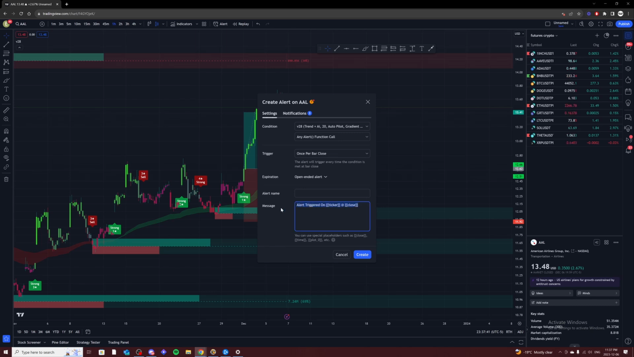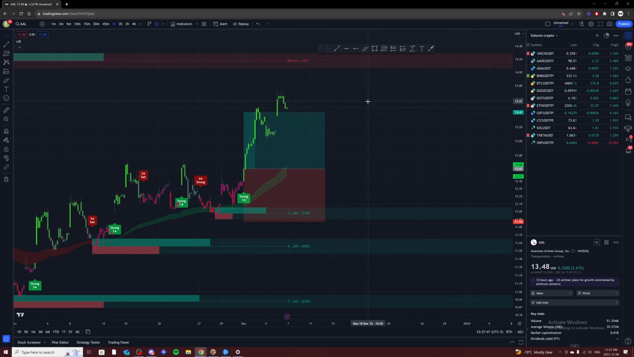Next, we just want to type up our message here for what we want to be notified, and then simply hit create. Now, every single time that there's a signal, the algorithm will notify you, and every single time the price hits that order block, you're going to know. So that way, you're not going to miss any opportunities when it comes to making money in the market.